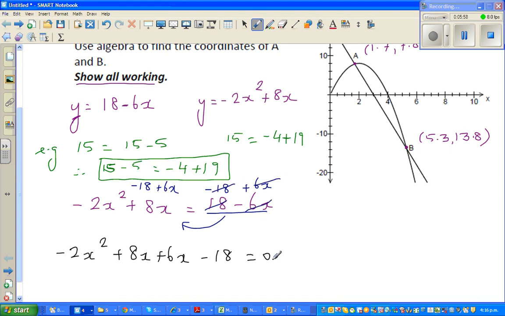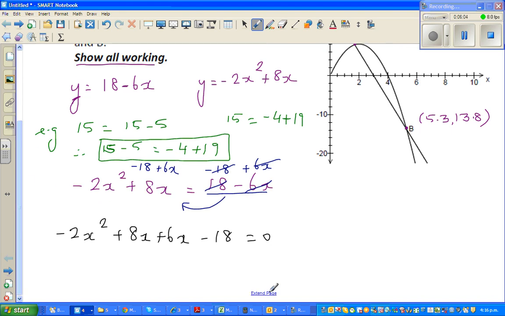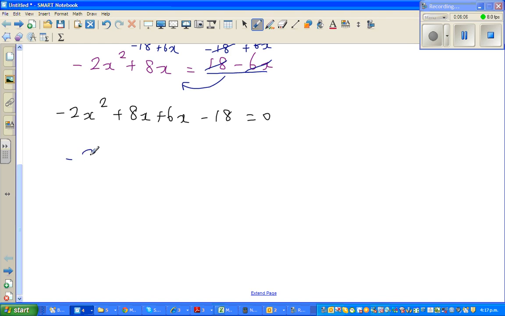So you've got 0 on the right-hand side, and you've got minus 2x squared plus 8x plus 6x minus 18. So this should not be difficult. So you've got minus 2x squared plus 14x minus 18 is equal to 0.